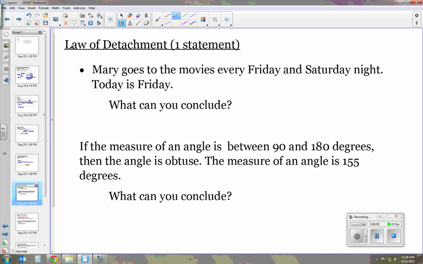Okay. Let's see another example for the law of detachment. My first statement says, Mary goes to the movies every Friday and Saturday night. Then my next fact that I tell you is today is Friday. So what can we conclude? Mary is going to the movies. As simple as that. Let's look at the next one.